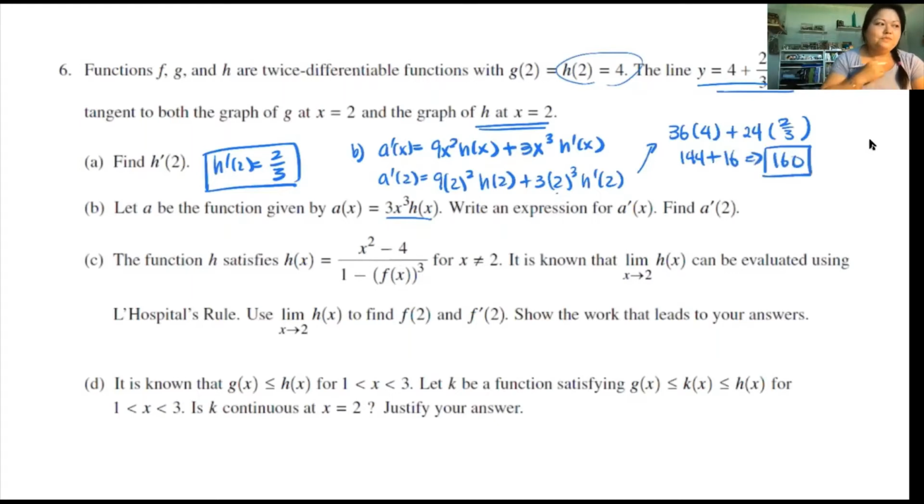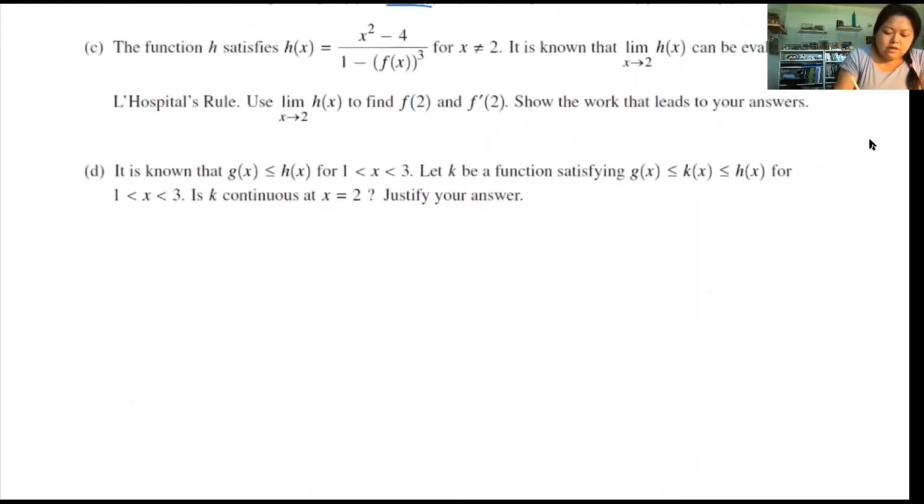Okay. All right, this next one's a little bit rougher, so let's see if I can explain this slowly. The function h satisfies that h of x is equal to this expression, defined for x not equal to 2. It is known that the limit as x approaches 2 of h of x can be evaluated using L'Hopital's rule. Okay, so we're going to have to use L'Hopital's rule somehow. Using the limit as x approaches 2 of h of x, find f of 2 and f prime of 2. Show the work that leads to your answer.